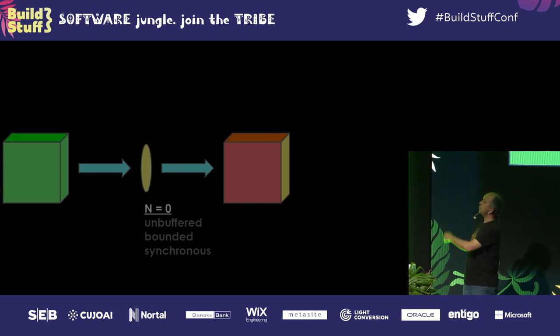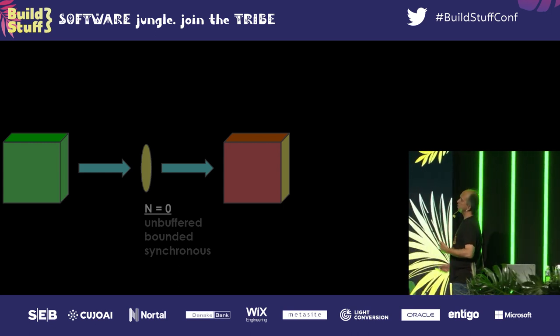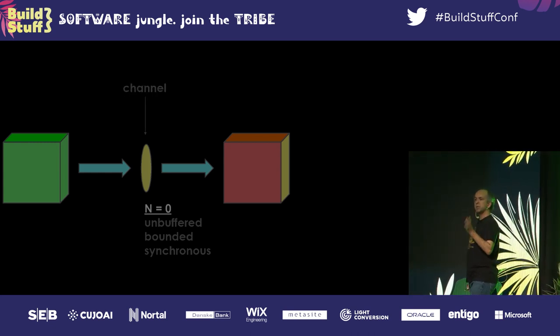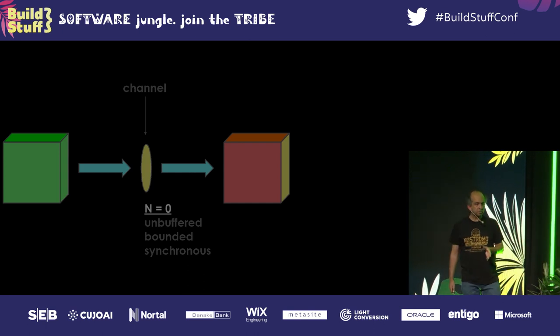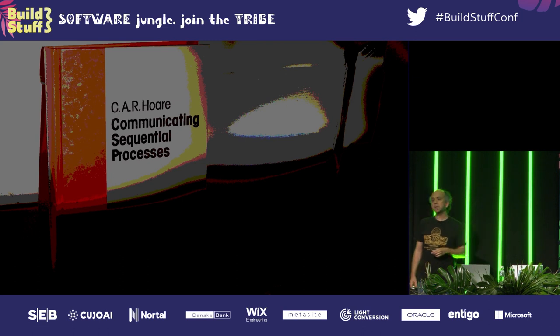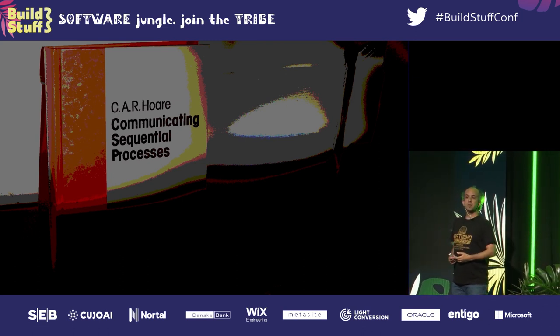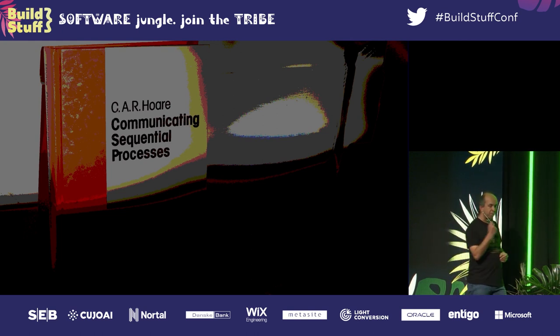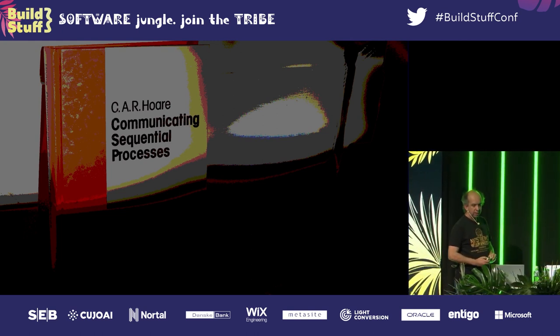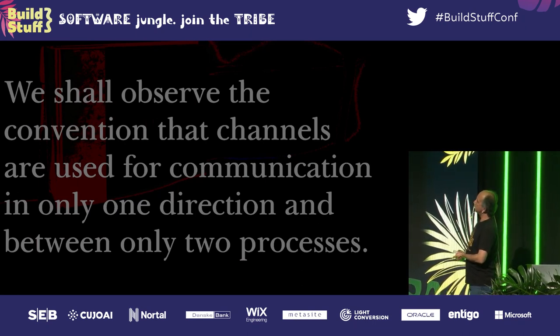In fact, what about n equals zero? It's unbuffered, it's synchronous. That means it's a rendezvous. Often people use a slightly different term here, it's a channel. Channels were basically popularized by CSP, which we've already met. The idea of how to reason about sequential processes is they communicate by channels. This is a surprisingly powerful construct. So, yeah, we shall observe the convention that channels are used for communication in only one direction between only two processes.